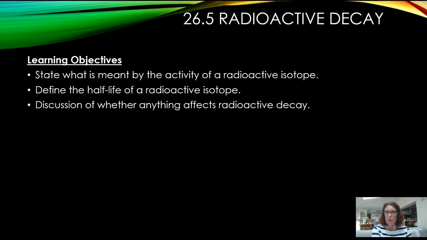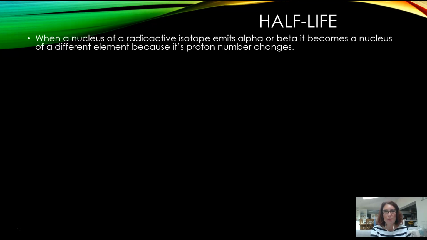So I want you to be able to state what's meant by the activity of a radioactive isotope, define the half-life of a radioactive isotope, and be able to discuss whether there are any other things that affect radioactive decay. So we're going to talk about half-life. It is a concept you've come across at GCSE before, but we need to talk about it much more specifically at A level, and we need to use specific terms.